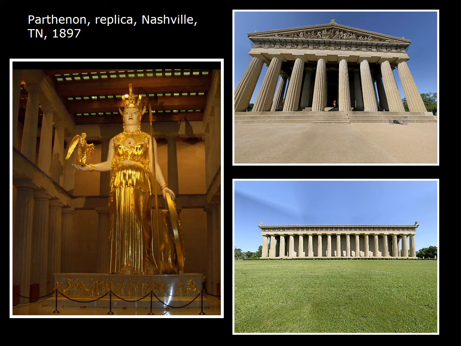The Athena that would have been there would have been a large marble sculpture with gold leaf on it, in her hand holding the winged victory, on her other hand a hoplon or shield, and a spear, the symbols of war.